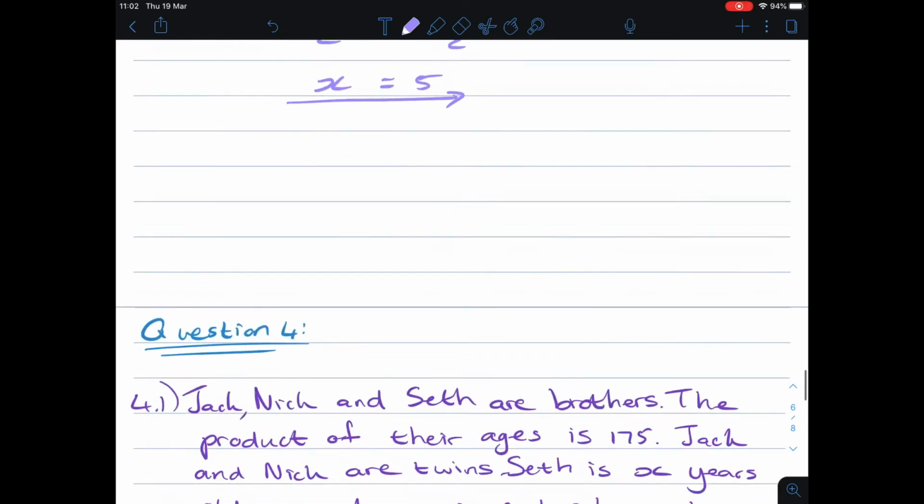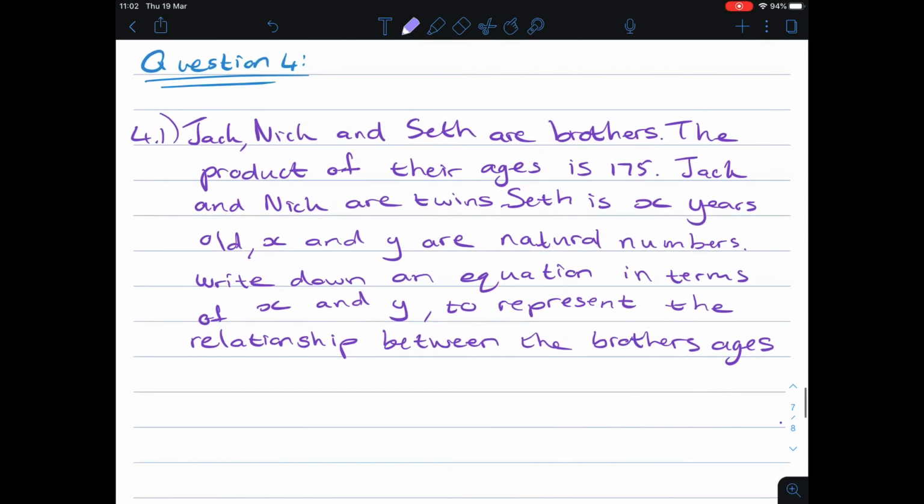So then moving on to question 4, this will obviously be the level 4 question. So it's a good idea to read this properly and look at what you're working with. So it says that you have Jack, Nick, and Seth, and they're brothers. So it's a good idea to sometimes work with little pictures. There's Jack, there's Nick, and there is Seth. So it says that the product of their ages is 175. So the product, which means times, of their ages is actually 175.